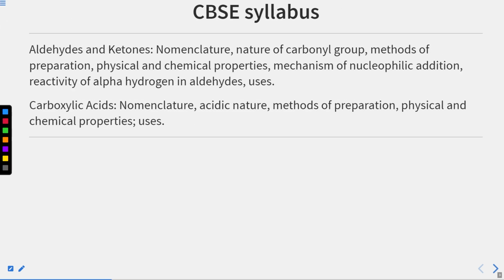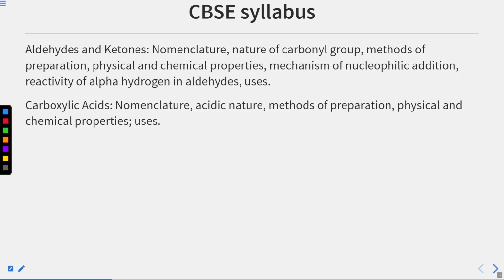Okay. Now coming back to the syllabus. If you look at the syllabus here, today we will be covering mainly the nomenclature, and also we'll give a quick look to the nature of the carbonyl group. Basically we will see the bond structure of the C=O bond, how it looks. Okay, so let us start our today's class.